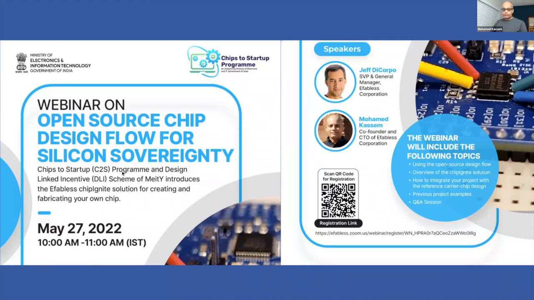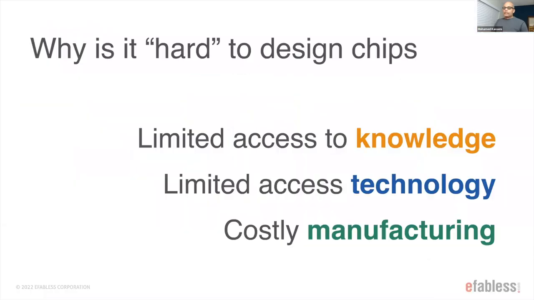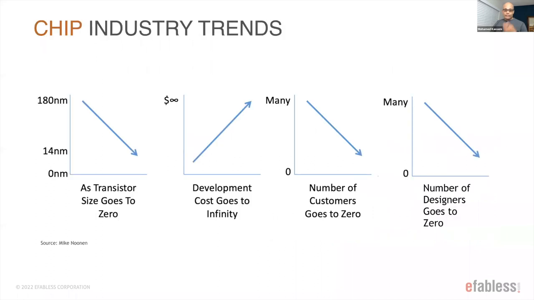Okay. So now I wanted to jump in and say, why is chip design actually hard? It's because of limited access to knowledge, limited access to technology, and the cost of manufacturing. And these three manifest themselves in different ways.